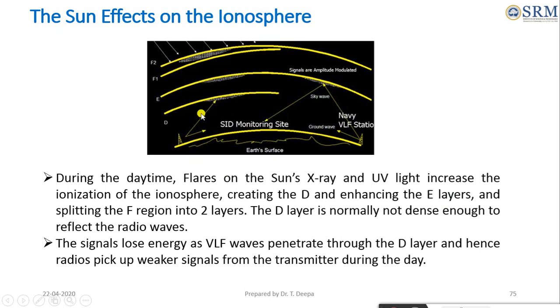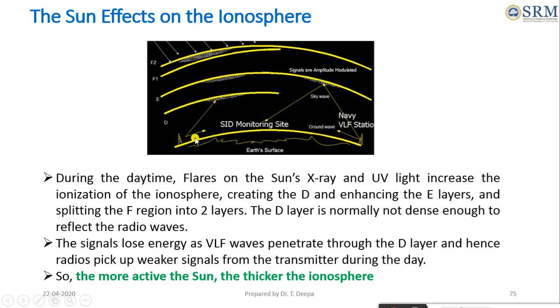During the daytime, the D layer is normally not dense enough to reflect the radio waves. So the signal's energy becomes weak, and sometimes the information will be lost during the daytime. The more active the Sun, the greater the thickness of the ionosphere. The thickness of the ionosphere increases during the daytime. So due to the higher ionization, the signal's energy will become weak during the day.